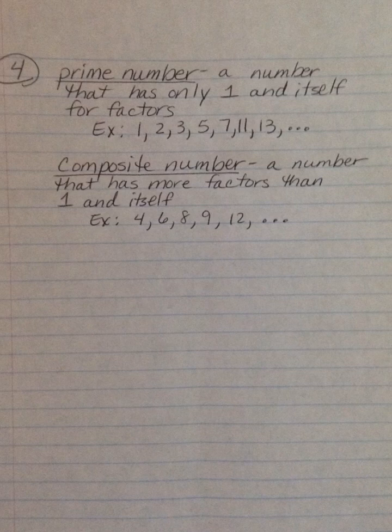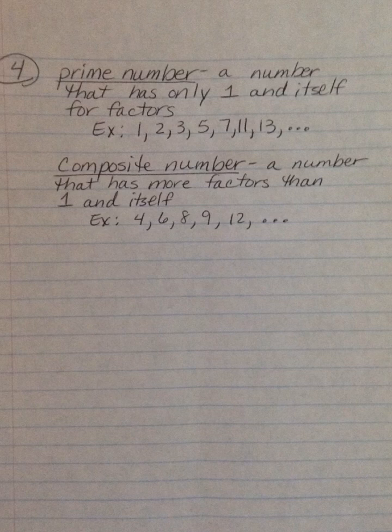Then composite numbers. A composite number is a number that has more factors than just 1 and itself. So for example, 4, because you can multiply 1 times 4 to get 4, but you can also multiply 2 times 2. And since it has more factors than just 1 and itself, it's called a composite number.